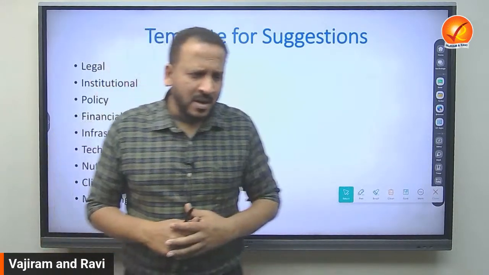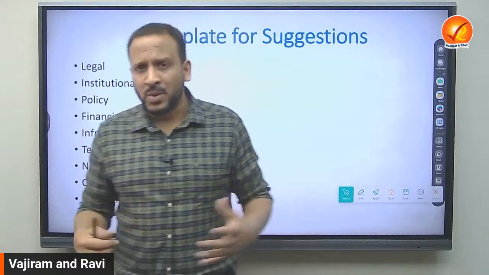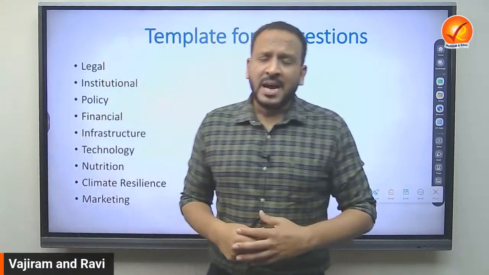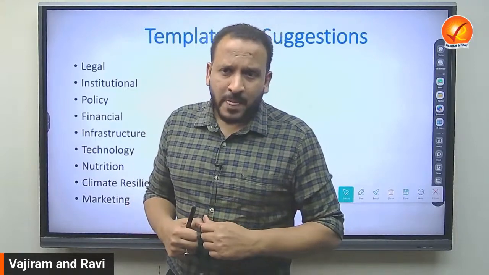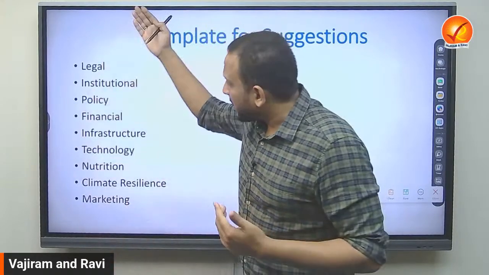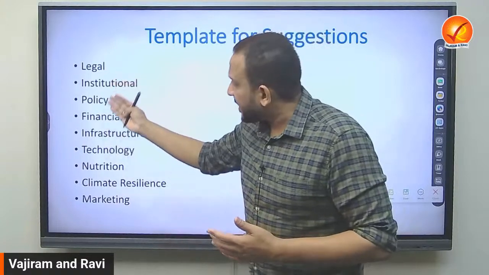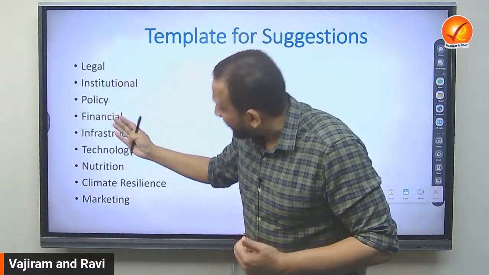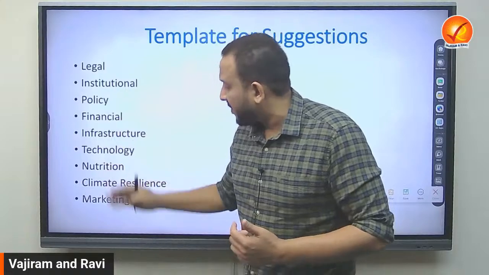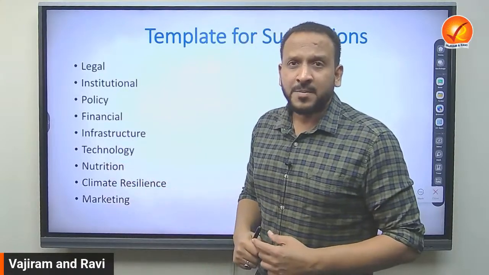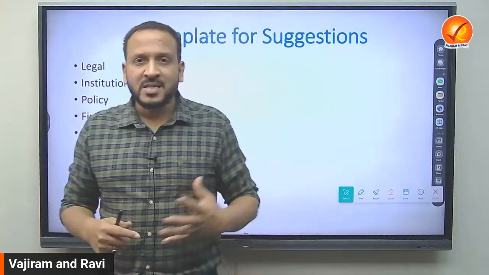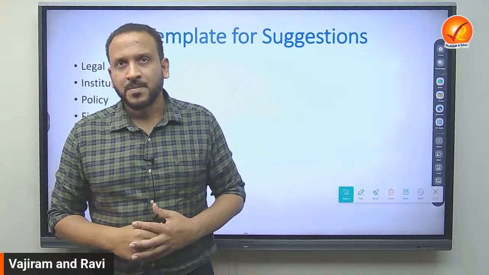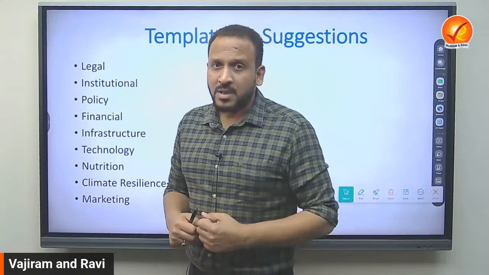Whenever I'm reviewing the copies, when I'm discussing with the senior batch and the regular batch, I have seen the points are very generic, especially in the suggestion, right? Why are we not thinking about legal reforms, institutional level, policy level, financial level, infrastructure level, technological level, nutritional level, climate resilience, marketing? Is it that difficult to generate the points if you know there could be various aspects we can think about the suggestions? I think it is not, right?